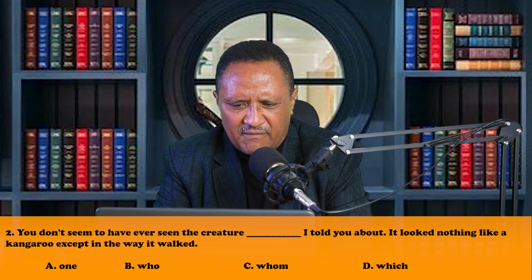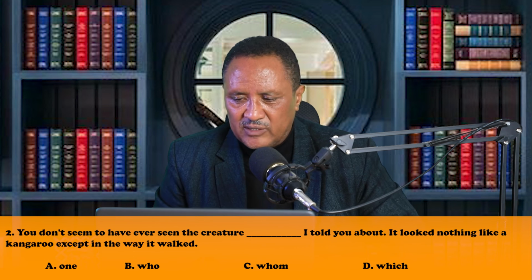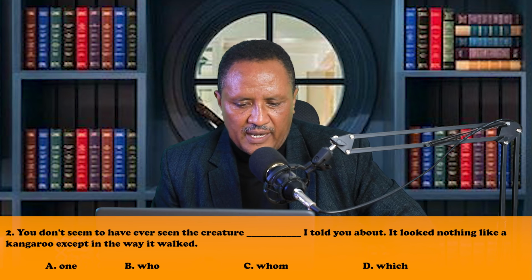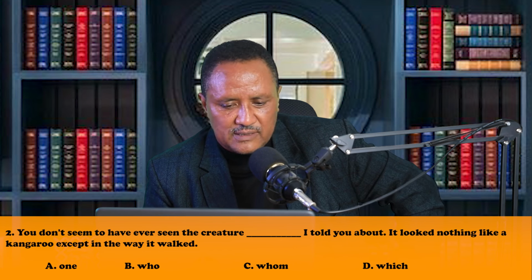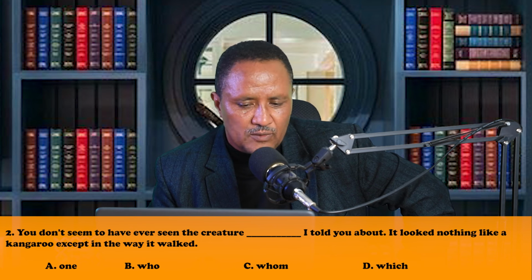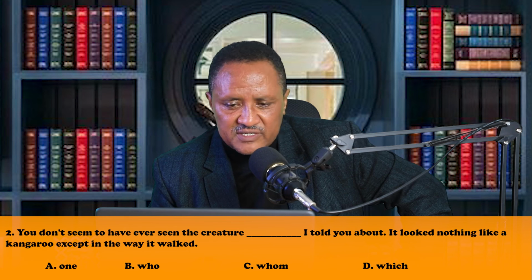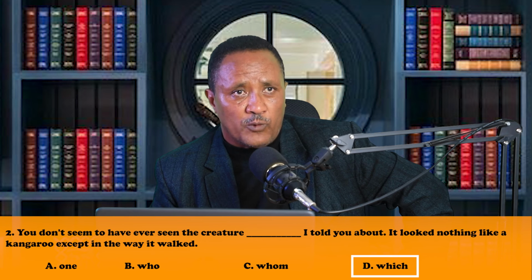You don't seem to have ever seen the creature blank I told you about. It looked nothing like a kangaroo except in the way it walked. Now there are four multiple choices given for you, as you can see. First one is A, one, B, who, C, whom, D, which. So the correct answer that would appropriately fill out the blank space in a very sensible manner is choice D, which carries the relative pronoun which.